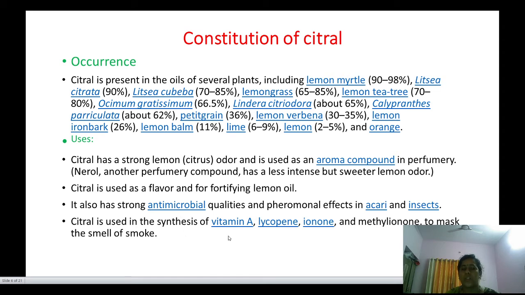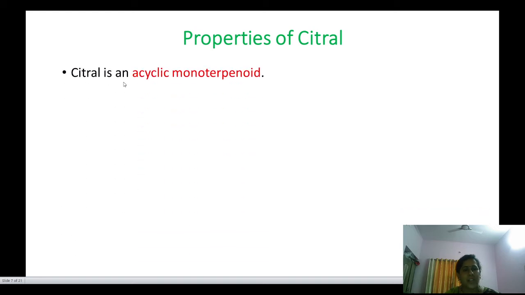Citral is used in the synthesis of vitamin A, lycopene, beta-ionone, and methylene to mask the smell of a smoke. Okay, now we have to see here the properties of the citral. First property, citral is an acyclic monoterpenoid.